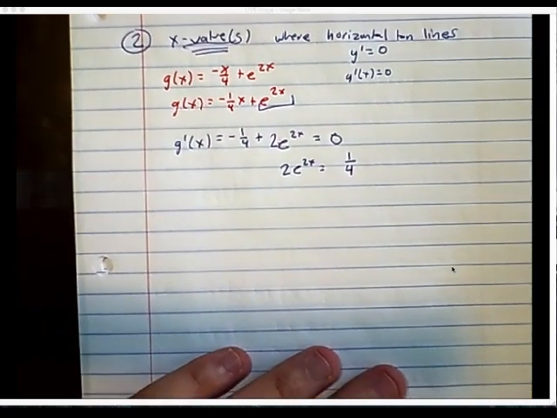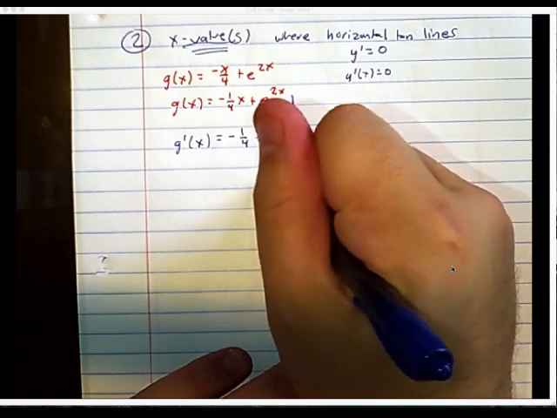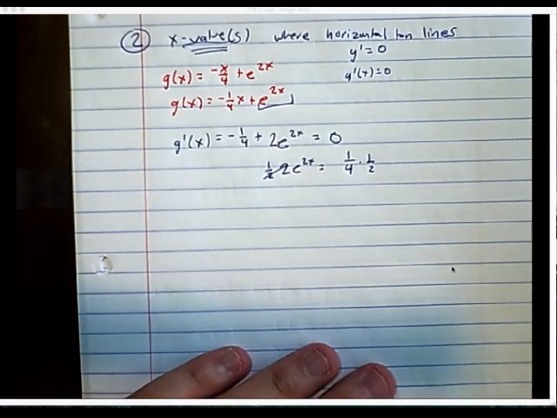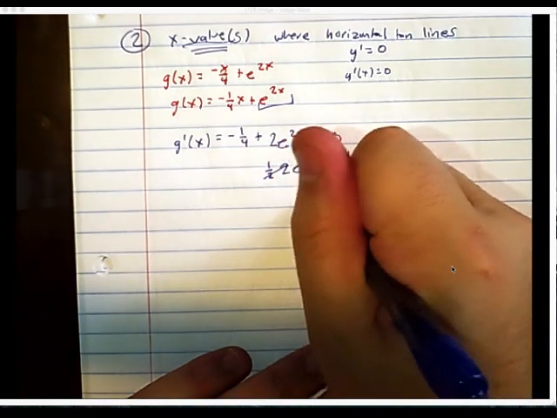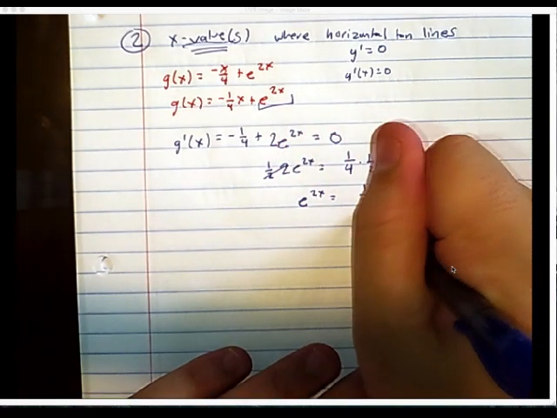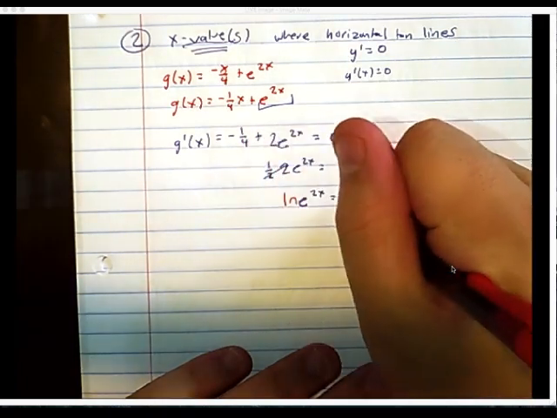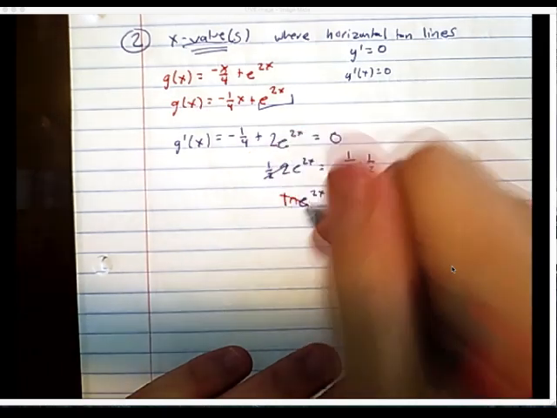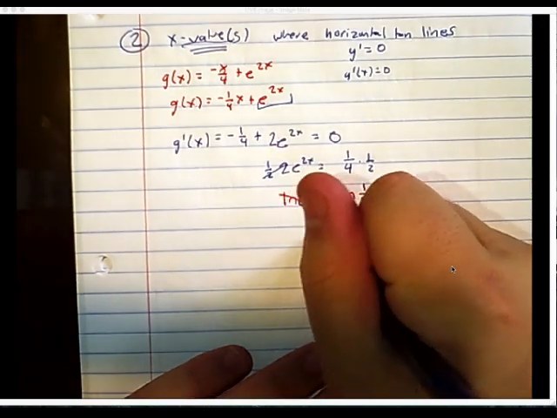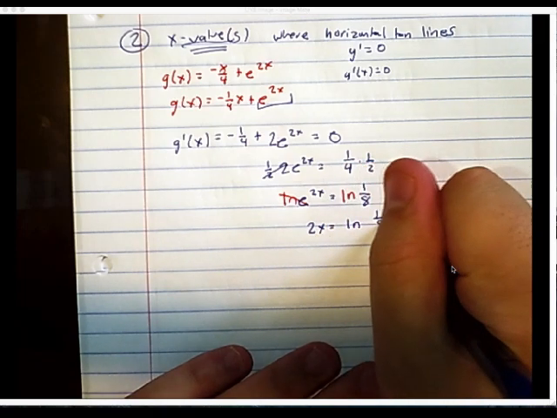Okay. How do I get rid of that 2? I divide by 2, or I can multiply by a half. It does the same thing. So now I have e to the 2x equals 1/4 times 1/2 is 1/8. How do I get rid of e? I put ln in front. So now I have 2x equals natural log of 1/8.